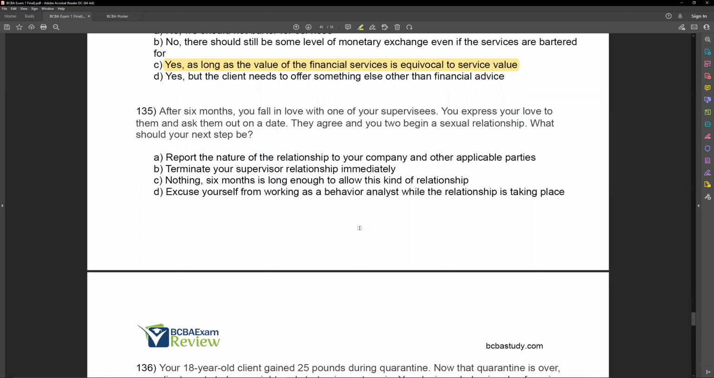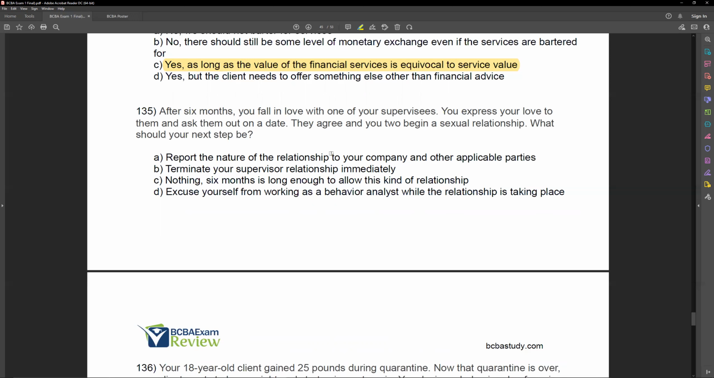All right, you're not supposed to date your supervisees. You're not supposed to engage in sexual relations with your supervisees, but we all know things happen. Life is life. So what should you do in this situation? What is your first step? A, report the nature of the relationship to your company and other applicable parties.